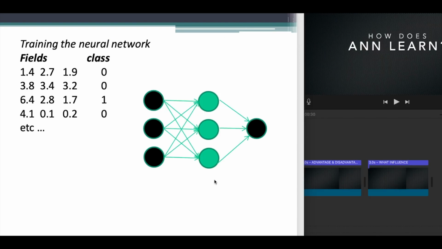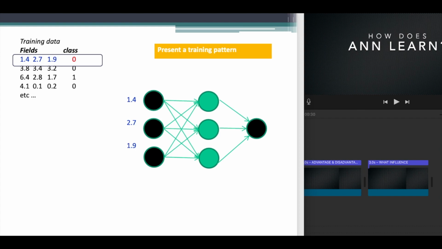Okay, ini example training of neural network. Okay, nampak lagi view dia. Ini dia punya view, dia punya input 1.4, 2.7, 1.9. Okay, ini dia punya class. That means dia akan produce dia punya output lah. This one 0, 0, ni 1, ni 0. Okay, untuk this data. Alright, so far, kita ada training data, present the training pattern. Okay, 1.4, 2.7, 1.9. Okay, ini dia punya input.